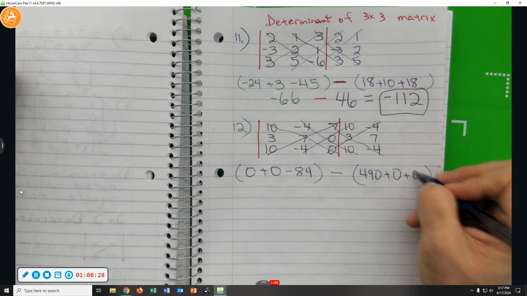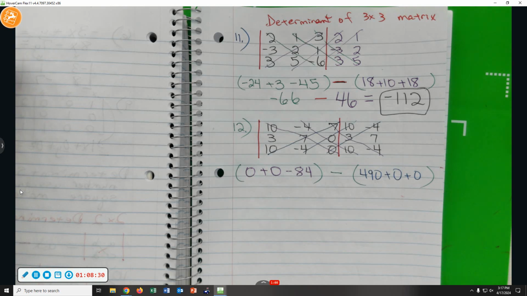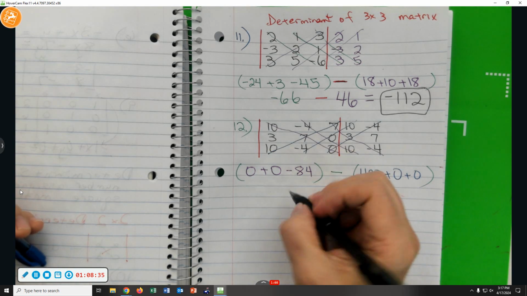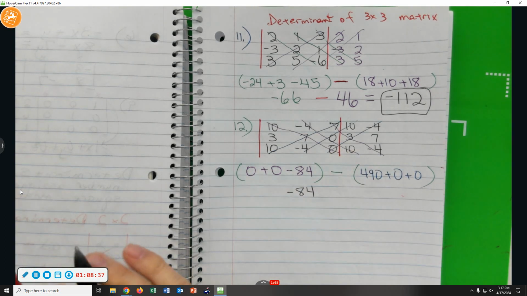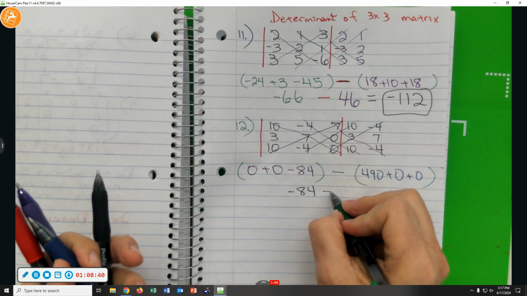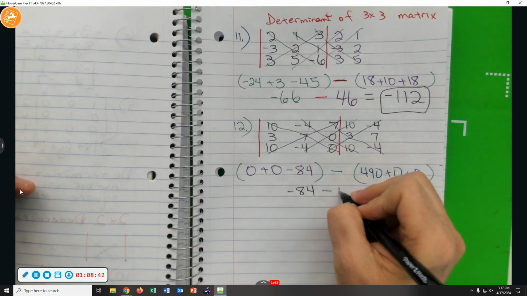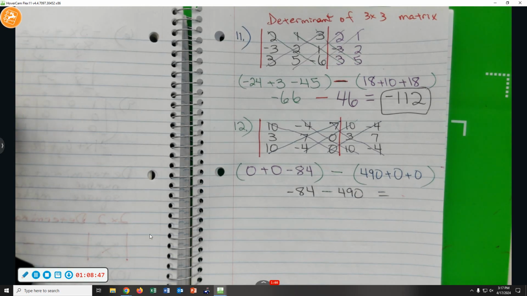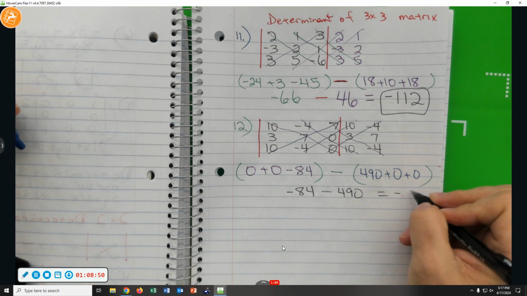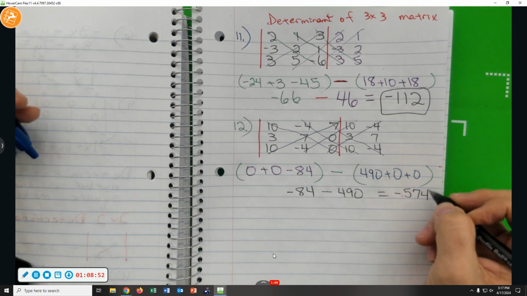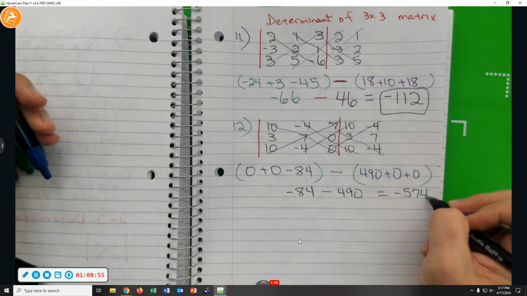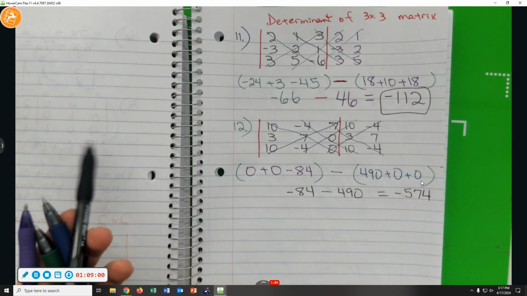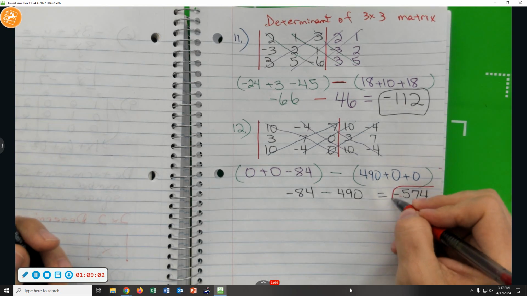I agree. Simplify inside the parentheses. We have negative 84 minus 490. That's going to give us a negative, that's a 4, negative 574 for my final answer.